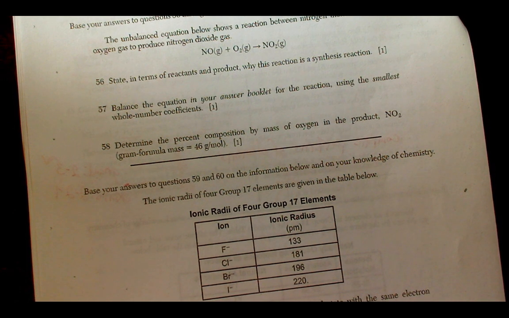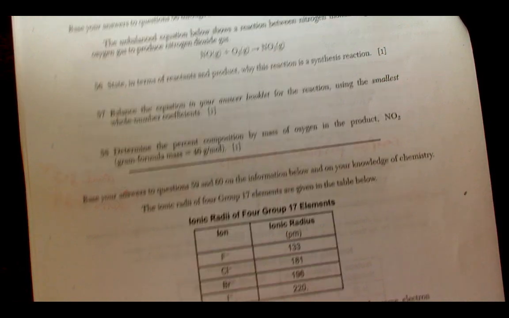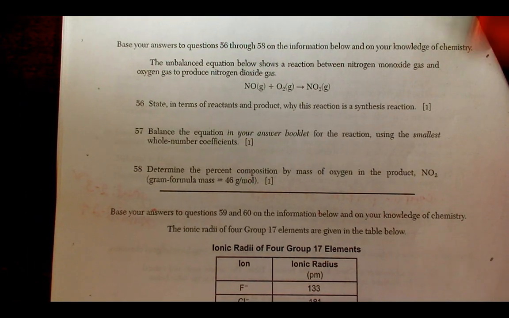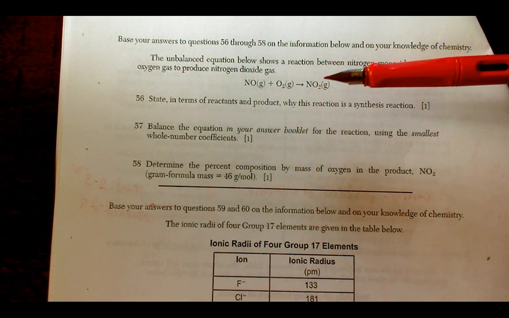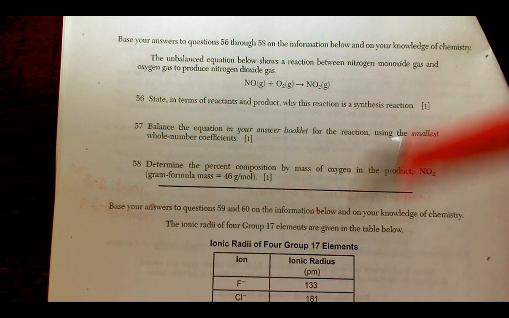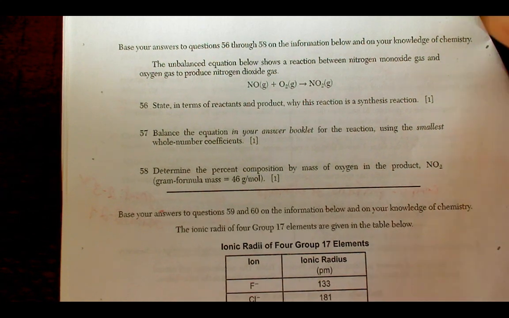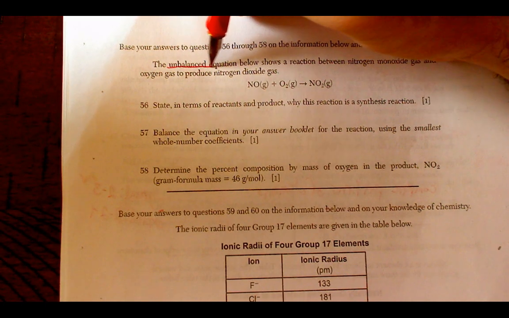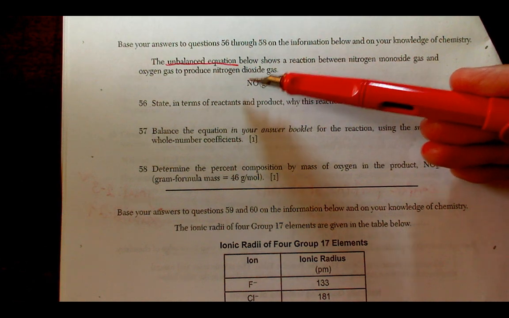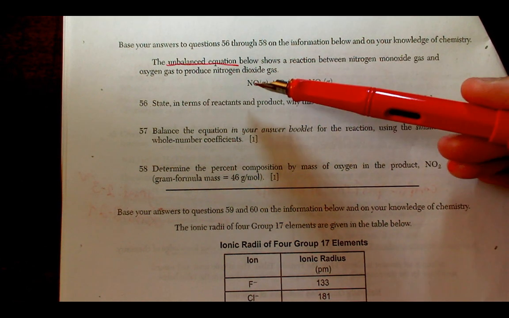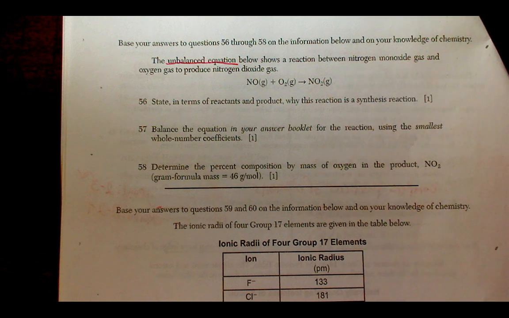All right, the unbalanced equation below shows a reaction between nitrogen monoxide gas, that's the NO, and oxygen gas, O2, to produce nitrogen dioxide gas, NO2. So that's your equation. It says it's an unbalanced equation. So these are not the same amounts of stuff, which makes sense because I've got an N at the beginning and at the end, but I've got 1, 2, 3 oxygens at the beginning, only 2 oxygens at the end. So it's not totally balanced.